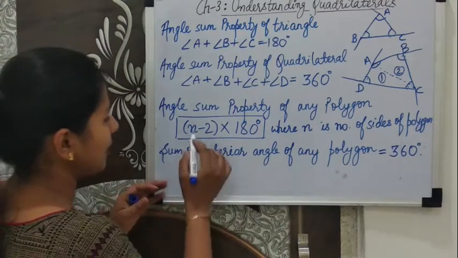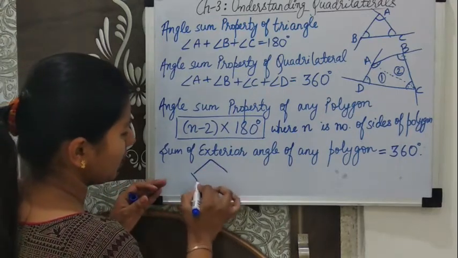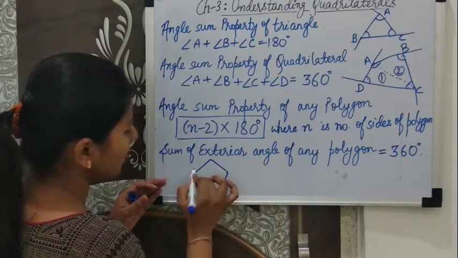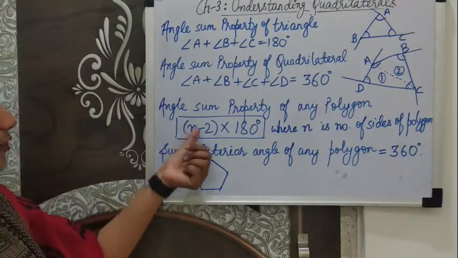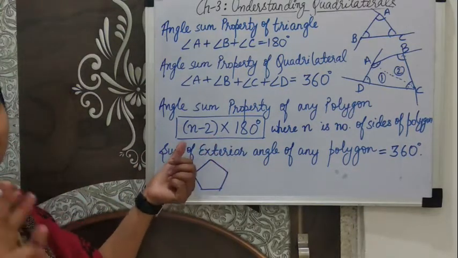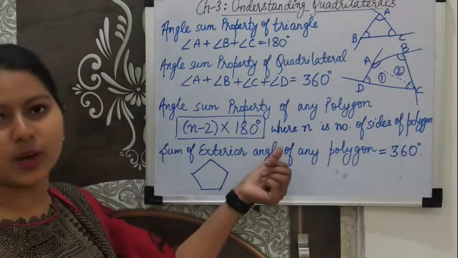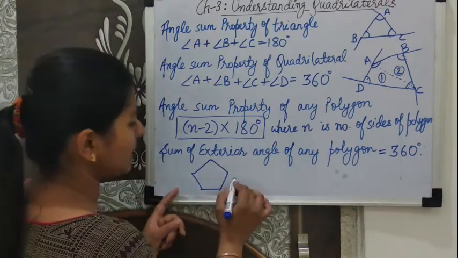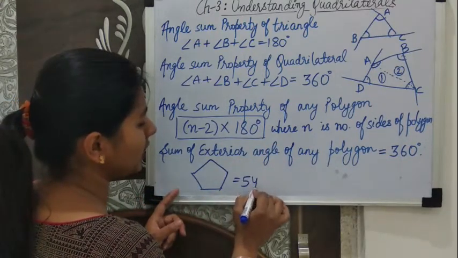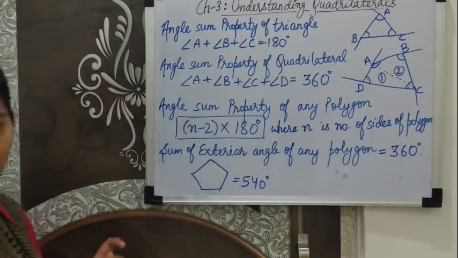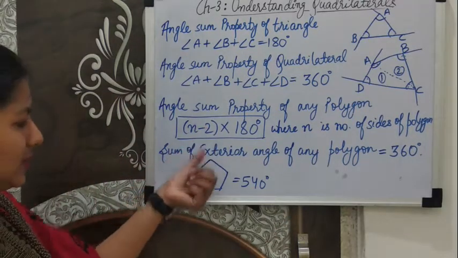Now suppose I have a pentagon. How many sides? 5 sides. 5 minus 2 is 3, so 3 into 180 degrees. So its angle sum will be 3 into 180, which is 540 degrees. Fine. And this is by the formula.